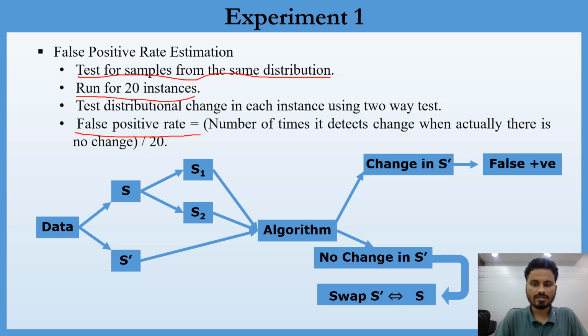In the second way test, we are going to swap the roles of S dash and S, and we are going to run the test again. If again it detects that there is change in S dash, then it is our false positive. But if it detects that there is no change in S dash, then that is not a false positive.